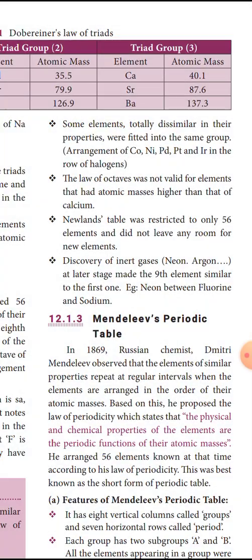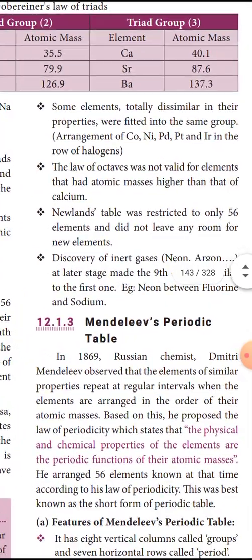Next, Newlands' table was restricted to only 56 elements and did not leave any room for new elements. He did not leave any space for other elements. He restricted the table to only 56 elements and didn't leave any space for new ones.